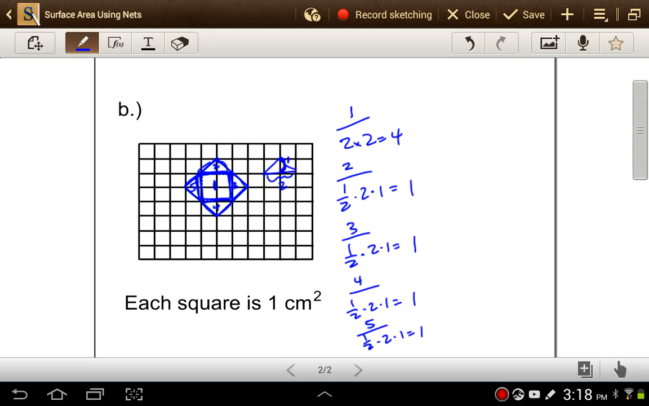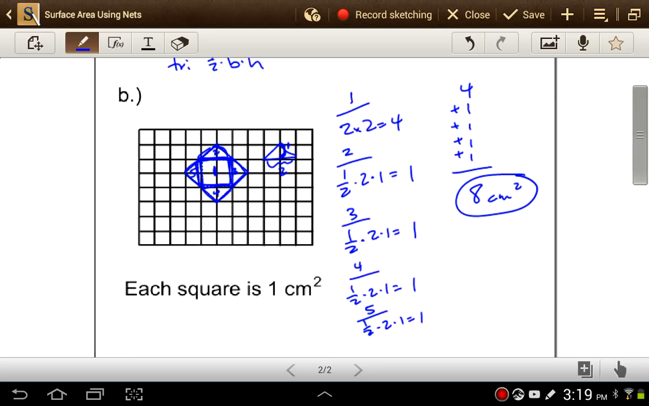So when I add those up, I do 4 plus 1 plus 1 plus 1 plus 1, I get 8. So that is 8 centimeters squared. That is my surface area for B. Okay, so remember, my formula for a triangle was 1/2 times the base times the height. So that's the difference between my rectangular prism and my triangle there. Look for sides that are the same size. That can help you when you're working on your problem. Okay, if you need to pause, go ahead. Otherwise, I'm going to move on to my last example.